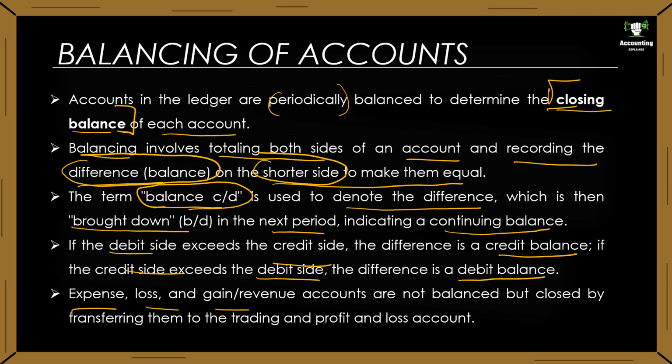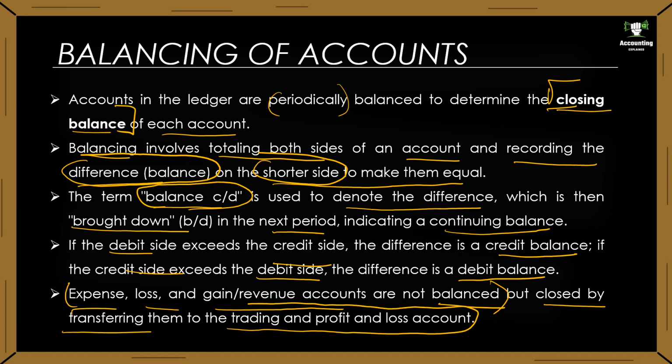Expense, loss, gain or revenue accounts are not balanced. In other words, nominal accounts are not balanced but closed by transferring them to the trading and profit and loss account. The meaning of this is, nominal accounts will not have balance carried down or balance brought down. They will simply be transferred to the trading and profit and loss account and will not be carried down or brought down to the next period. The same year it will be closed.